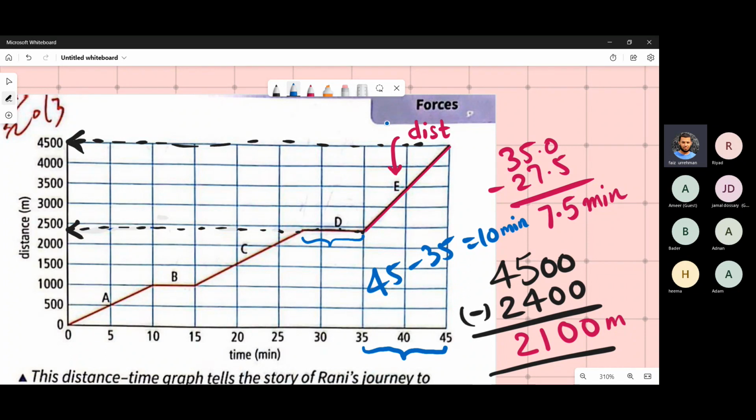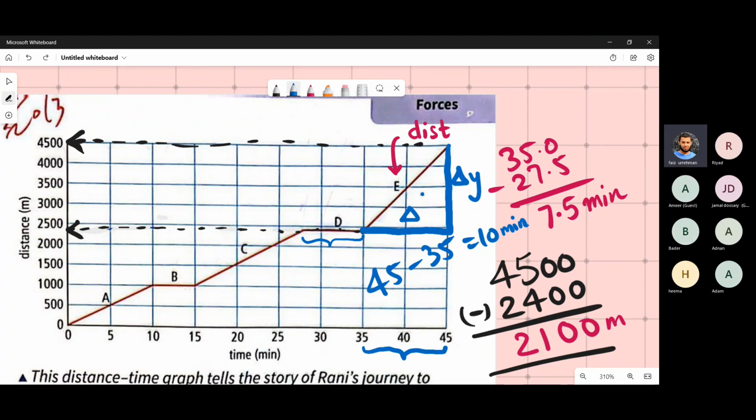Now, Amir asked a question: can we find a slope? Yes, we can, but at different locations. If I ask you what is the slope of E, what are you going to do? Make a right angle here. Okay, and this is delta y. Delta y means the change in y. And this is delta x.